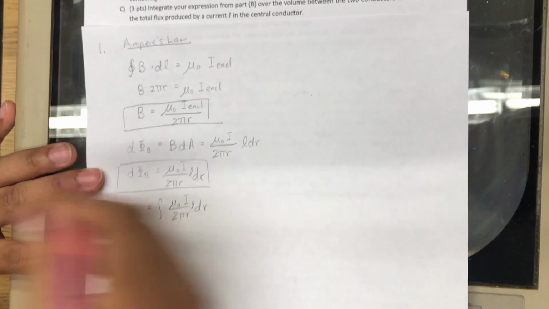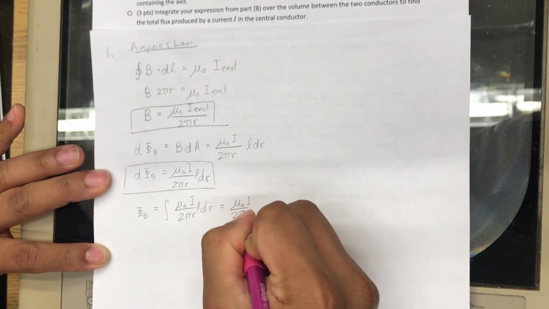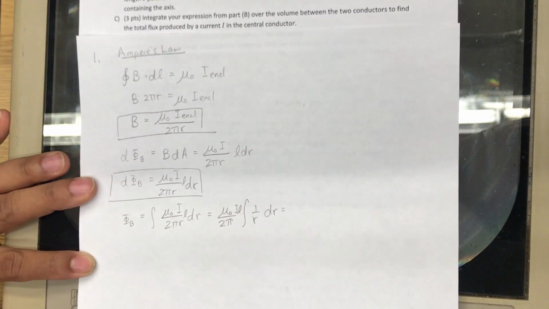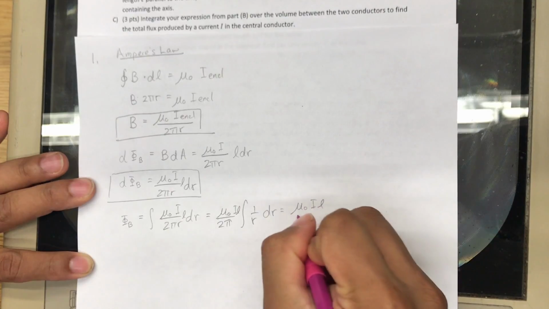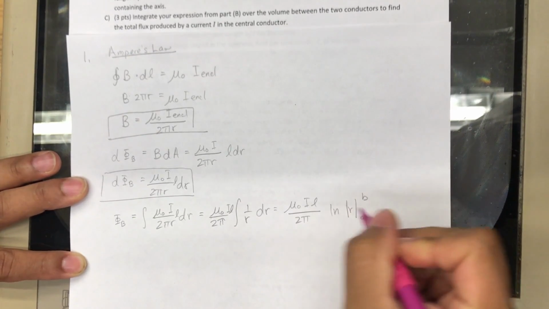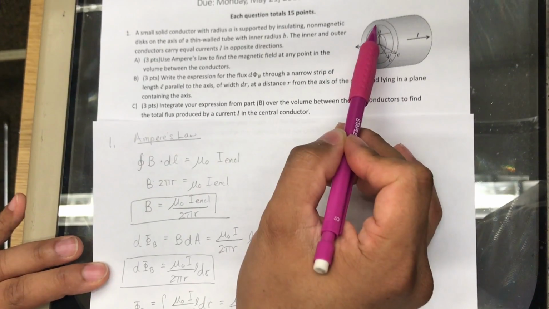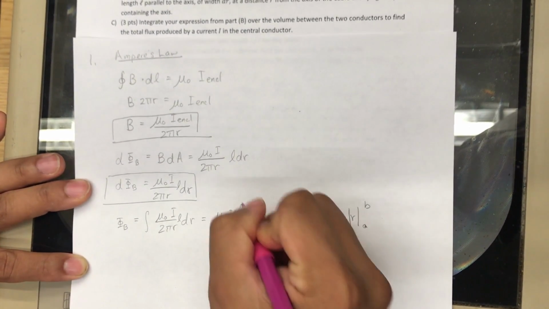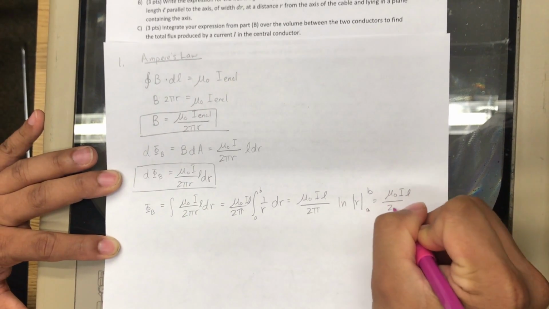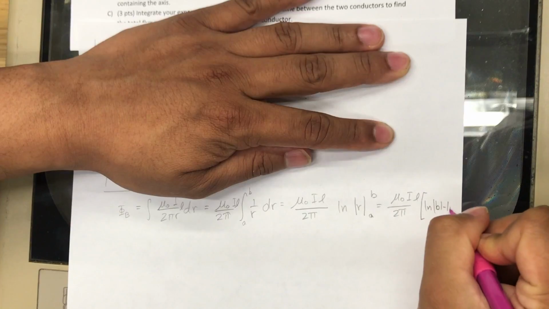So let's move all of our constants to the left side of the integral: mu naught I over 2 pi, integral, and L, don't forget L, 1 over r dr. Solving this integral, we get natural log of r from A to B. We were told over the volume between the two conductors, so it'll be from A to B. Just to make it clear, natural log of B minus natural log of A.